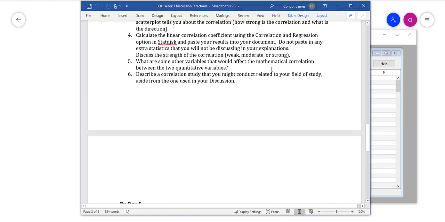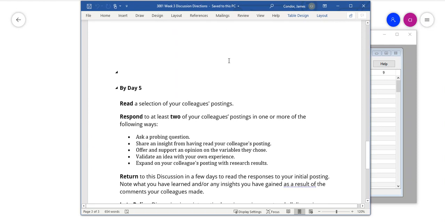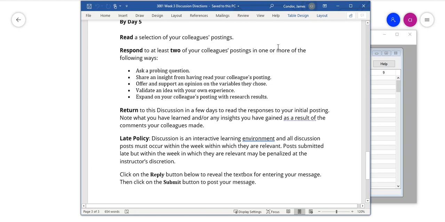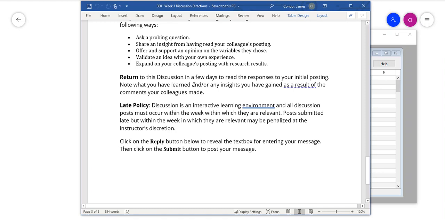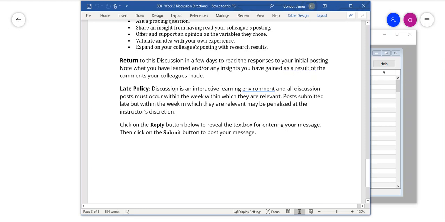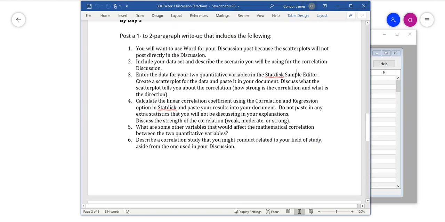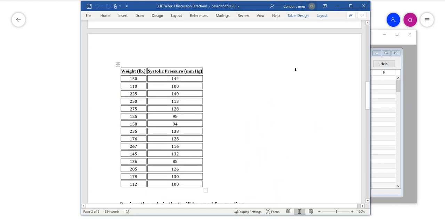You don't have to collect data on that one. You could just say you were thinking about these things, and maybe are they related? And you might want to do a study on those. And then the rest of this is the same as the other ones. Okay, you're going to respond to at least 2 of your colleagues in 2 or more of these ways, and in return look at your responses, people that responded to your study, and so on, and hopefully that goes well.